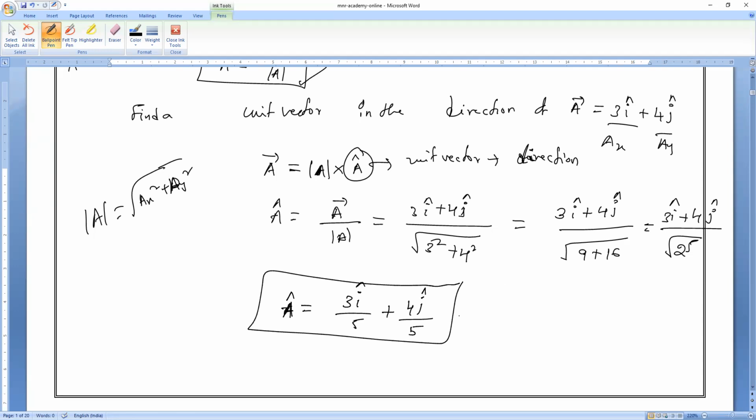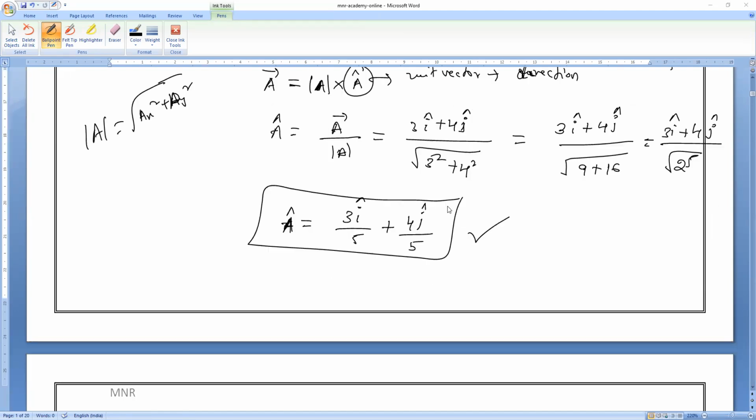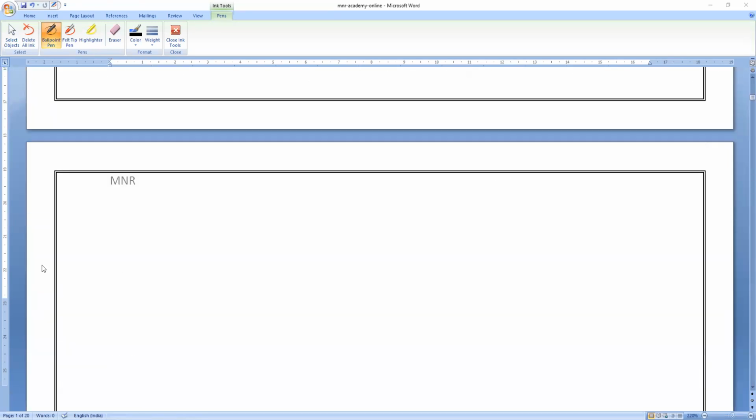Is it okay, everybody? Clear? Understand? That is what I have to remember. Clear? So that is next. Find the unit vector in the direction of.